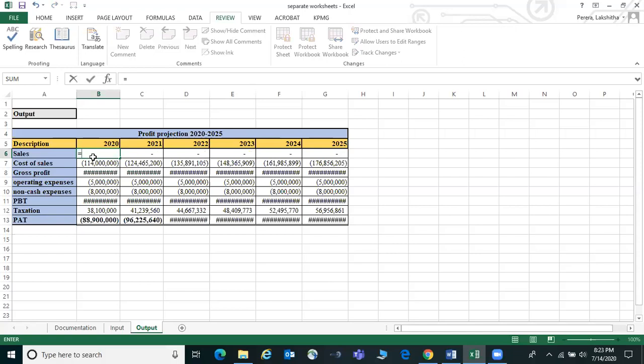So yeah, we can see. Sure. You can exit from the screen sharing. It seems that he's having some difficulty.